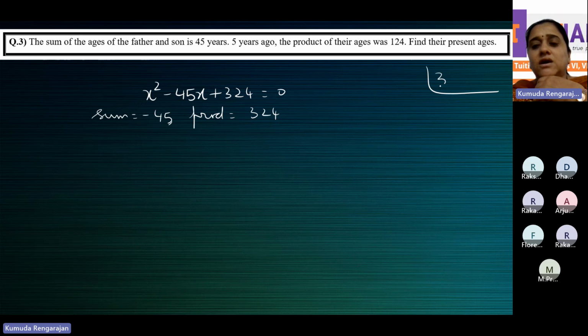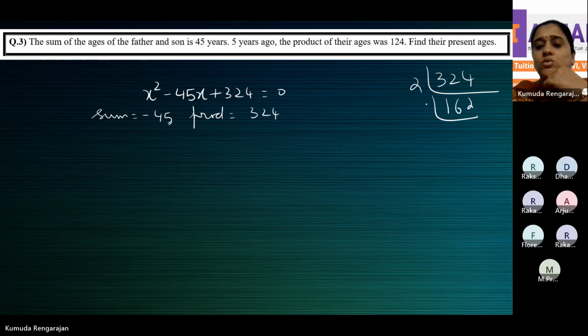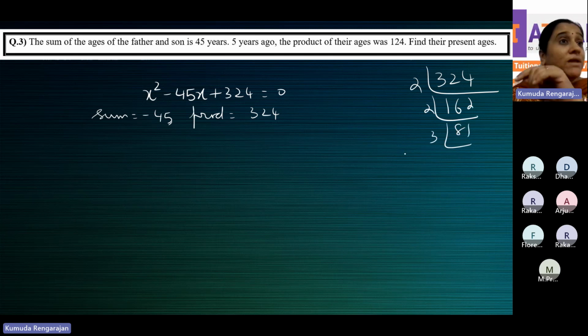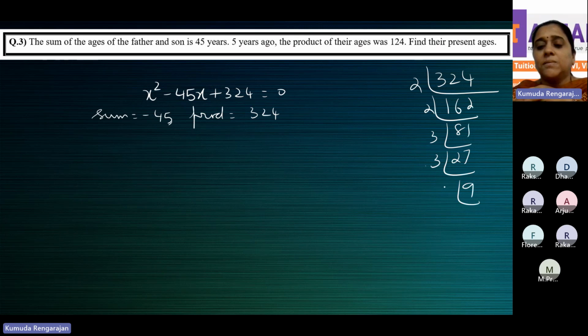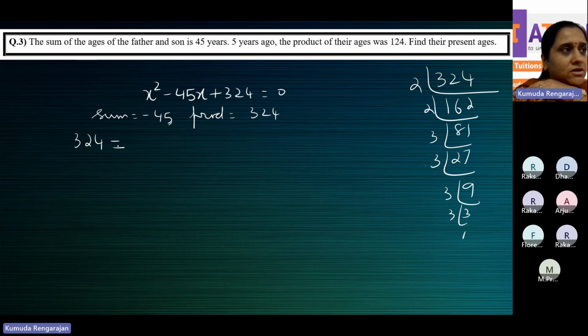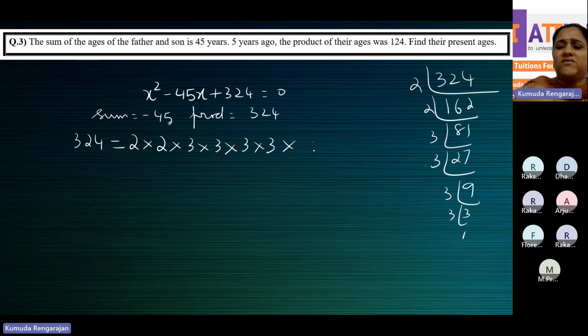Now we have to find the prime factors of the product. 324: 2, 162, 2, 81, 3, 27, 3, 9, 3, 3. You should use only prime numbers. Don't use 4 and all that. So you can write the product 324 as 2 into 2 into 3 into 3 into 3 into 3. 1 is not a prime number.